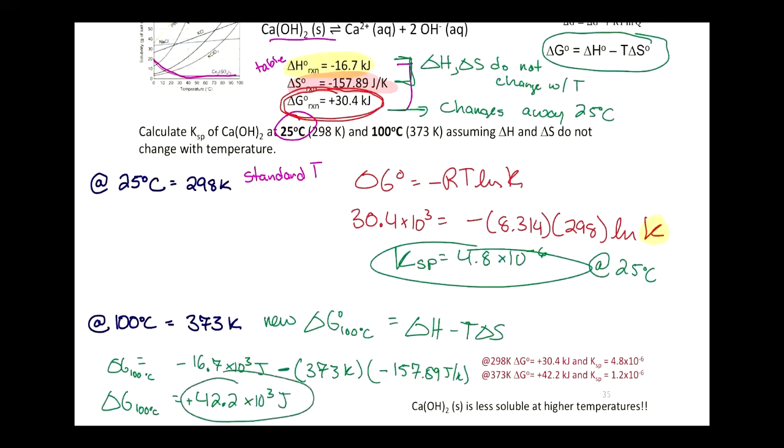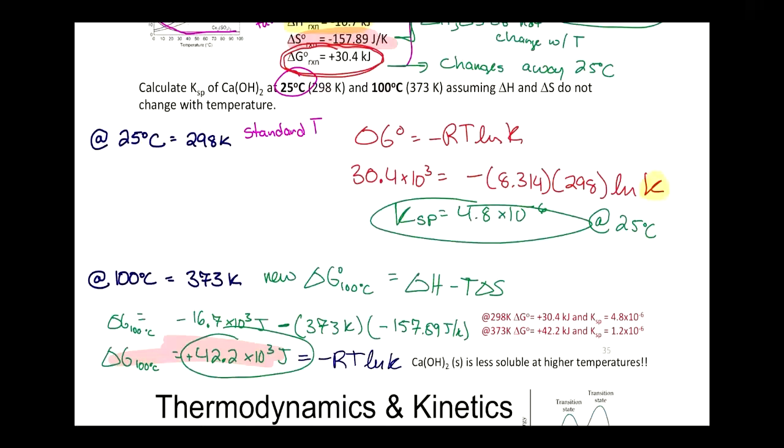So we see that delta G actually becomes a little bit more positive at 100 degrees Celsius, and it's because the entropy change is a negative value. So this is the delta G value that we want to plug in to delta G equals negative RT ln K. In this case, when we plug in temperature, this number is going to be 373 Kelvin. R is still the same. We're going to calculate a new value of K in this case.